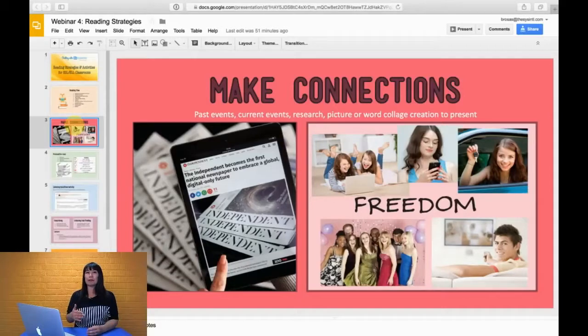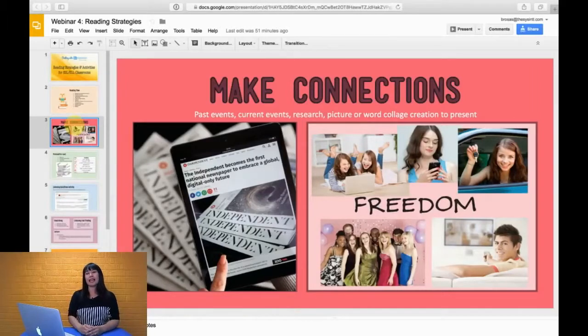They can then even present current events or something that happened in the news. We do like them to research. However, sometimes research might not always be in English. Sometimes it is easier for students to research in their native languages to then talk about it in English.